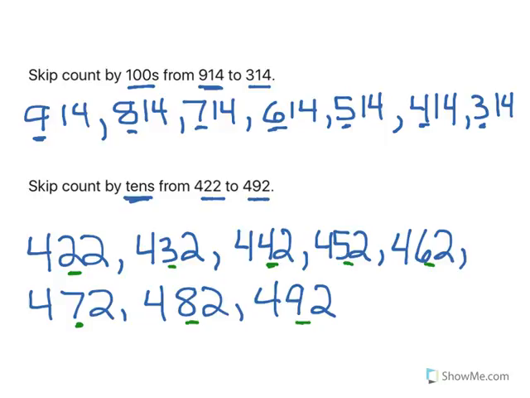I hope this helps you understand your place value a little bit better and how to get from one number to another number by skip counting by either the 100s, tens, or ones place. Remember, you can always count forwards or you could count backwards. If you're counting forwards, you're going up. If you're counting backwards, you're going down. Use your place value strategies and what you know about multi-digit numbers to help you solve your problems. We look forward to seeing your work.